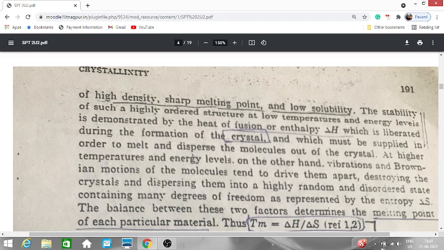At high temperatures, on the other hand, the energy levels, vibration and Brownian motions of the molecules tend to drive them apart, destroying the crystals and dispersing them into a highly random and disordered state containing many degrees of freedom, as represented by the entropy ΔS. The balance between these two factors determines the melting point of each particular material. So the melting point Tm is equal to the ratio of ΔH upon ΔS.